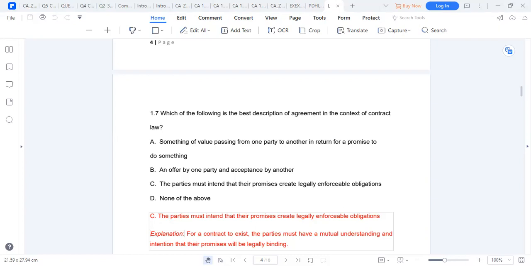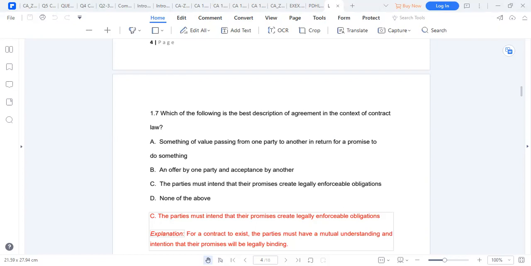C, parties must intend that the promises create legally enforceable obligations. This statement captures the requirement of legal intent. For a contract to be valid, both parties must have an intention to create a legal relation, number one. Number two, it should indicate that they understand the legal consequences of their agreement. It can be a social or a domestic agreement. And D, none of the above, is an incorrect option.